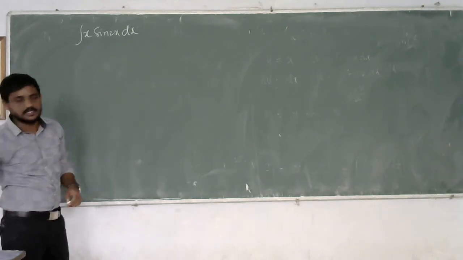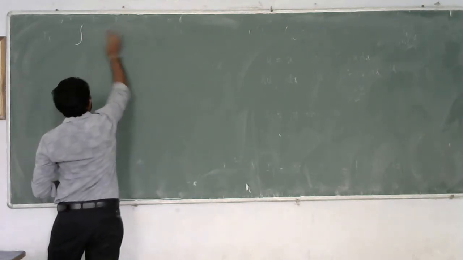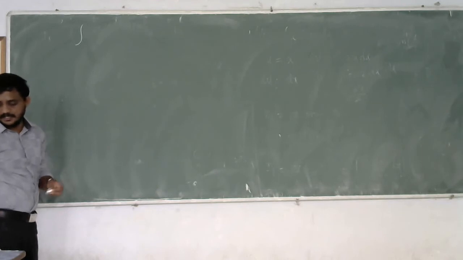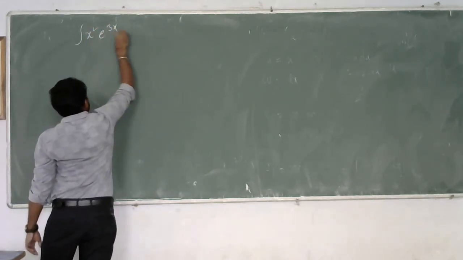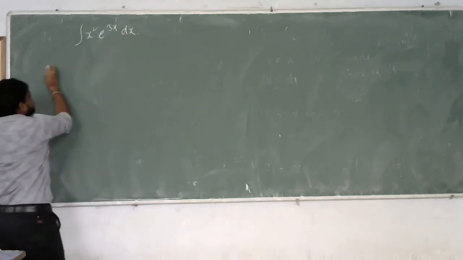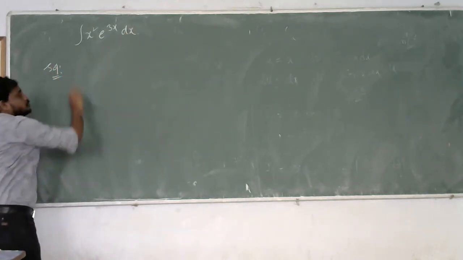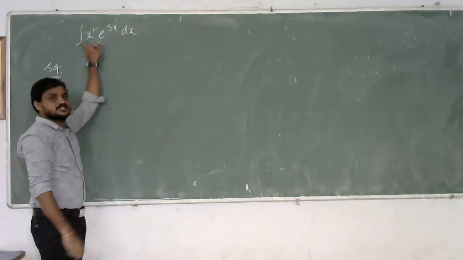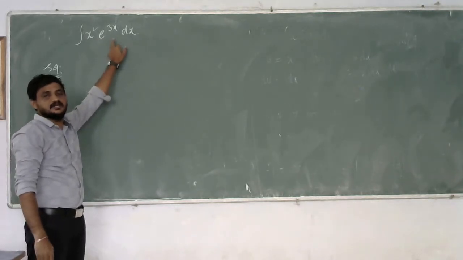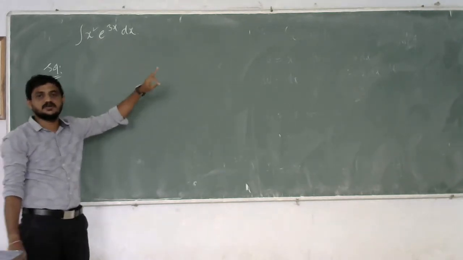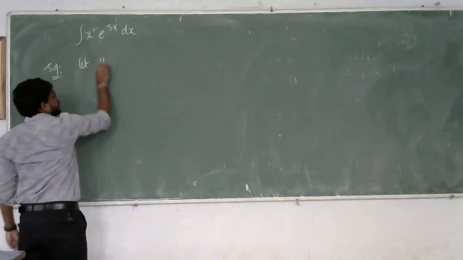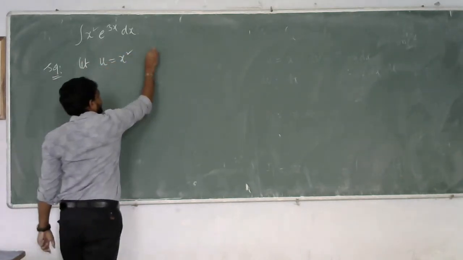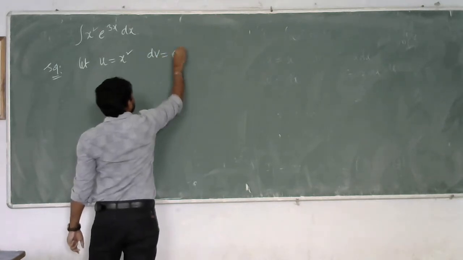Okay. Let us take one more problem. Evaluate the integral of x square into e power of 3x dx. Here we have one algebraic function and an exponential function. In the order, algebraic comes first. So first, let us take this x square as u, and the remaining two terms as dv.